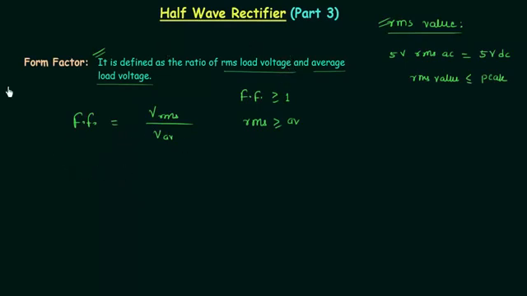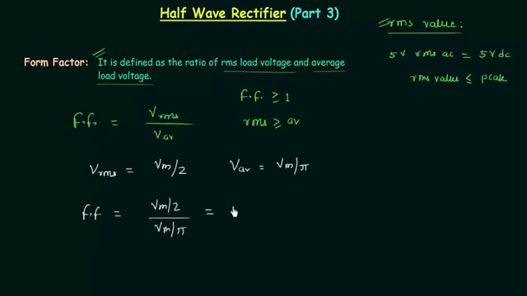We already know the RMS value of load voltage is equal to Vm divided by 2, and the average value of load voltage is equal to Vm divided by pi. So form factor is equal to Vm divided by 2 divided by Vm divided by pi, or it is equal to pi by 2. Pi is 3.14 divided by 2. So finally we have 1.57 as the value of form factor for half wave rectifier, and you can see it is greater than 1.